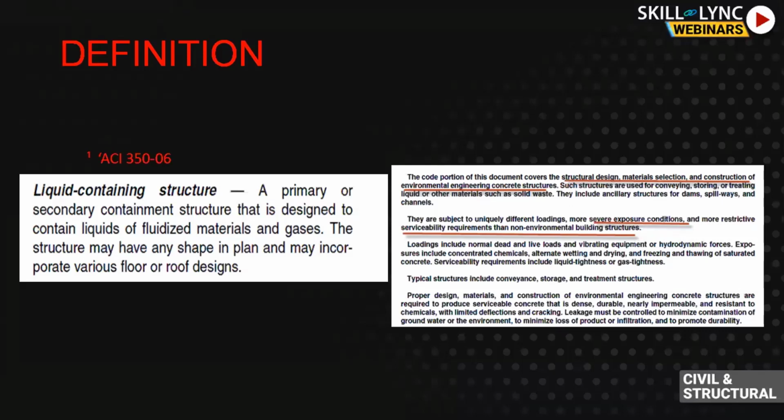Because they are subjected to different loading, which is unique from buildings and more severe, with tight serviceability requirements and stronger endurance and appearance requirements. So all these structures which need these things should be addressed through ACI 350-06. It deals with design, materials, and all these things. It also includes the design of spillways, tanks, or anything which is conveying water or any liquid.